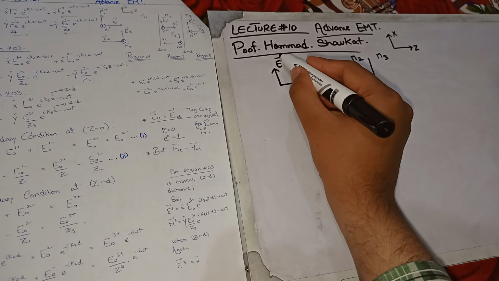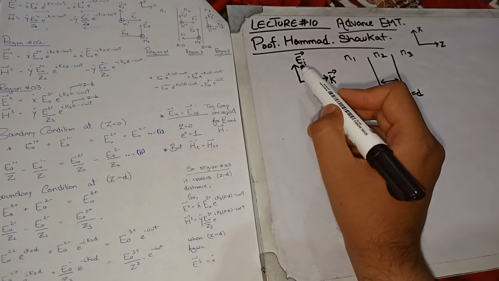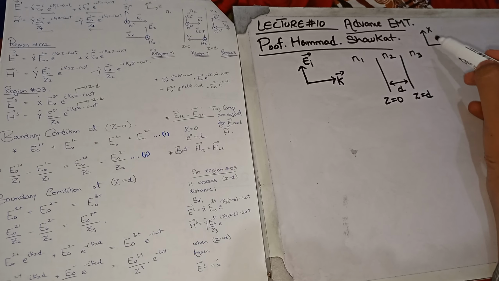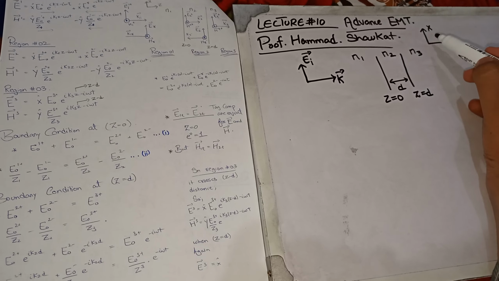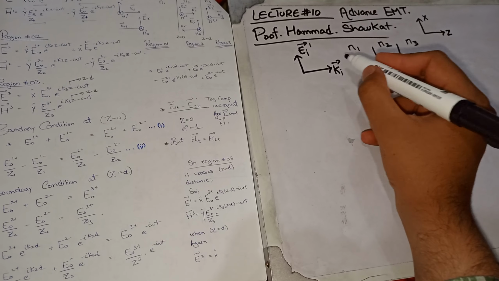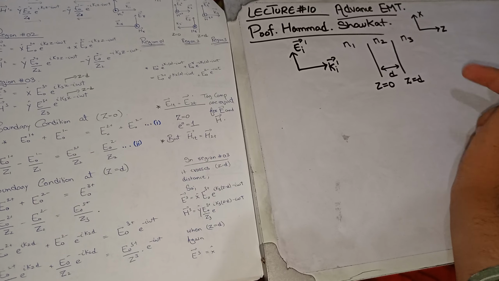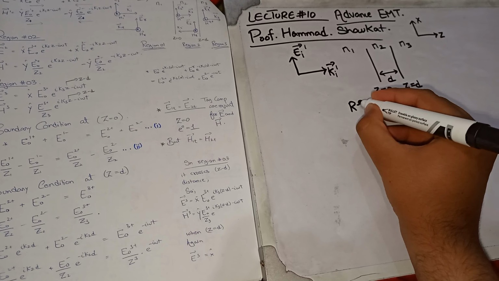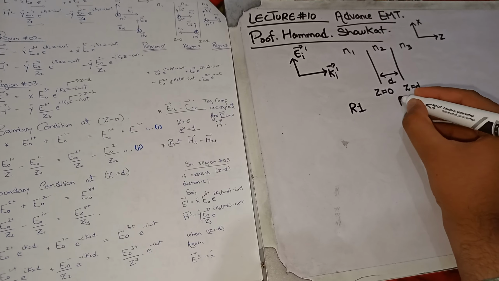Similarly, the wave propagation is in this direction, which is the z direction, whereas the electric field is in the x direction, because we initialized these coordinates. So you can say k_i. Because this is for the first region, you write 1 here, and you can also write 1 here, because you are in region 1. This is region 1, this is region 2, and this is region 3.